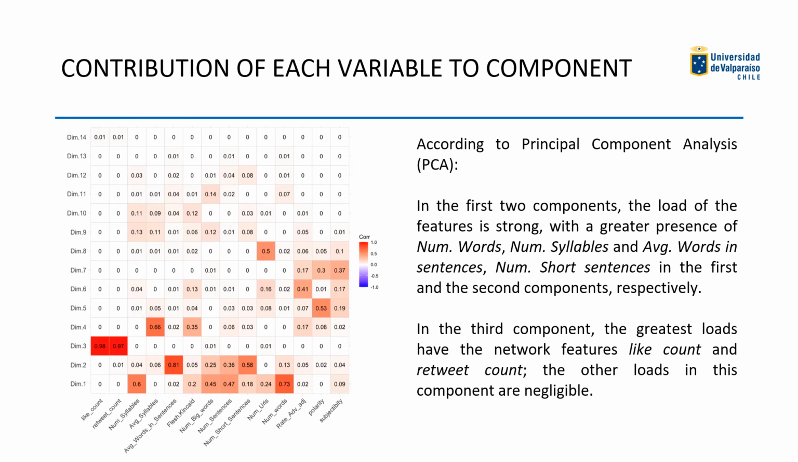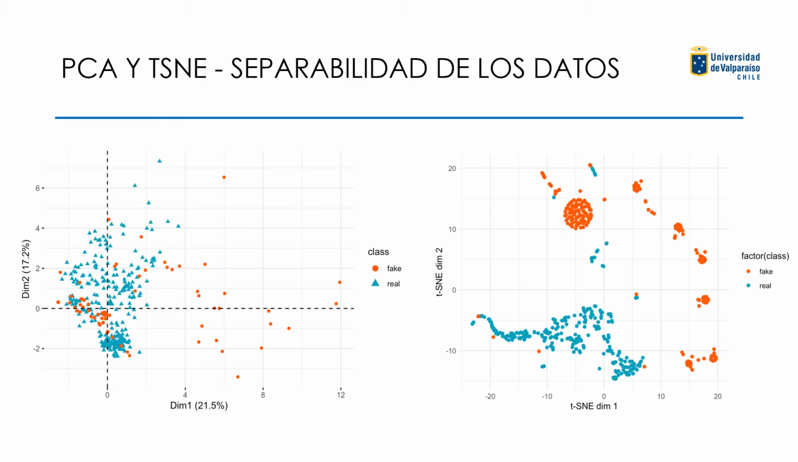In this correlation matrix, it is possible to see in detail the contribution of each variable in each dimension. It's very interesting to note, for instance, that in the third component, the greatest loads have the network features, in this case the like count and the retweet count. The remaining loads in this component are negligible. The visualizations in 2 dimensions help a lot to the observation and interpretation of the data.